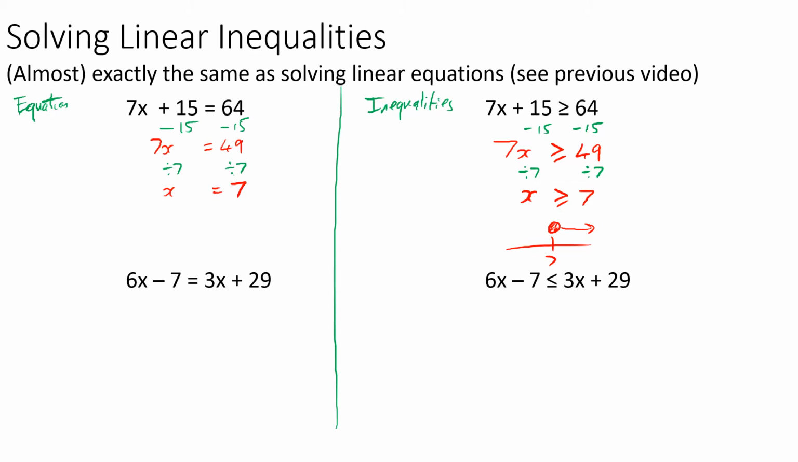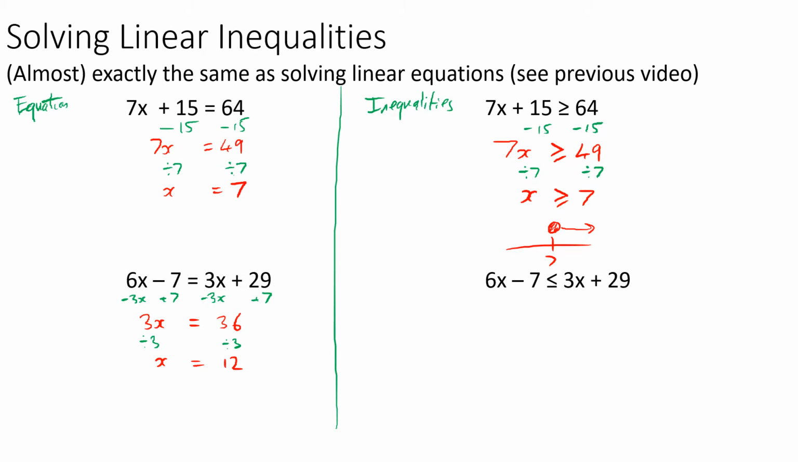What about this second one here? We've got x on both sides this time, so we're going to have to subtract 3x from both sides, and we're also going to have to add 7 to both sides. So if we do that, we're going to end up with 3x equals 36, and then we're going to have to divide by 3, and we're going to end up with x equals 12.